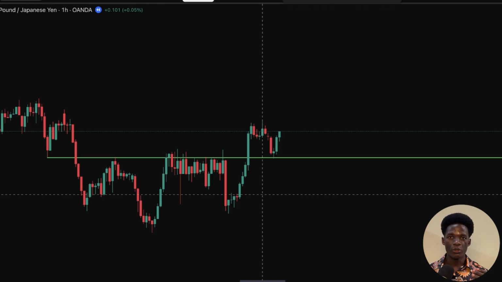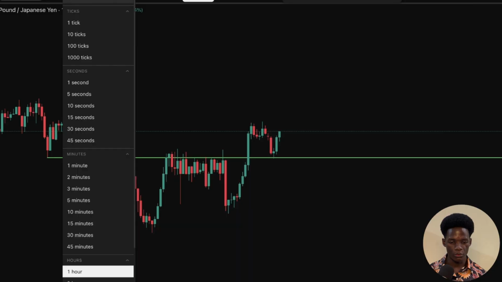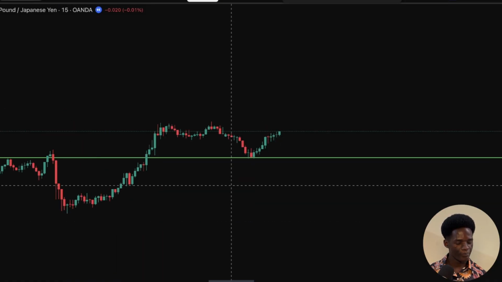So here you don't want to enter the trade on the higher time frame. You want to enter the trade on the 15-minute time frame. Always make your analysis on the higher time frame, H4 or H1. And when the price makes a retest at your key level, you scale down to the 15-minute time frame to take the trade. Now let me go down to the 15-minute time frame to take the trade.